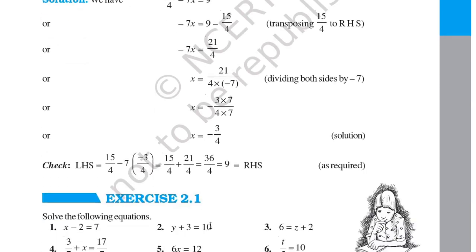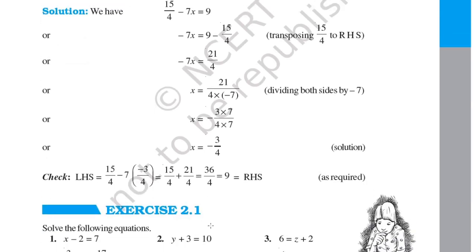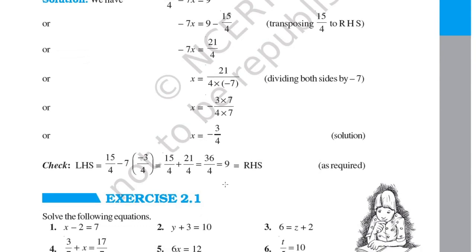So for checking the answer, we'll put it in the equation. So we are putting the value of x in the equation. So 15 by 4 minus 7 into minus 3 by 4. So we will get 21 plus 15, which will become 36 by 4, which is equal to 9. So the RHS was 9.